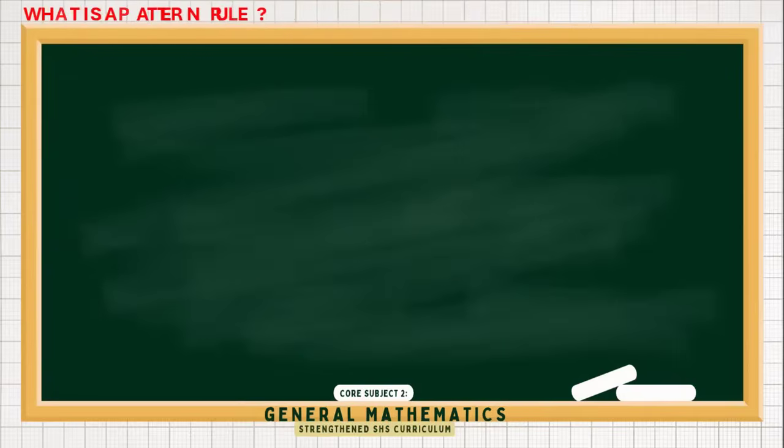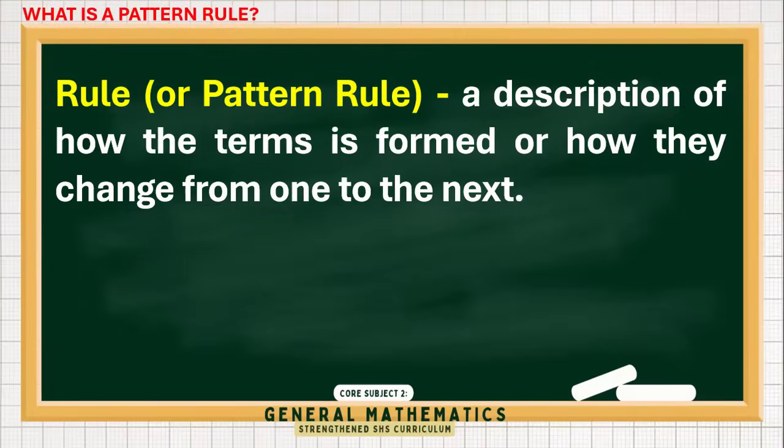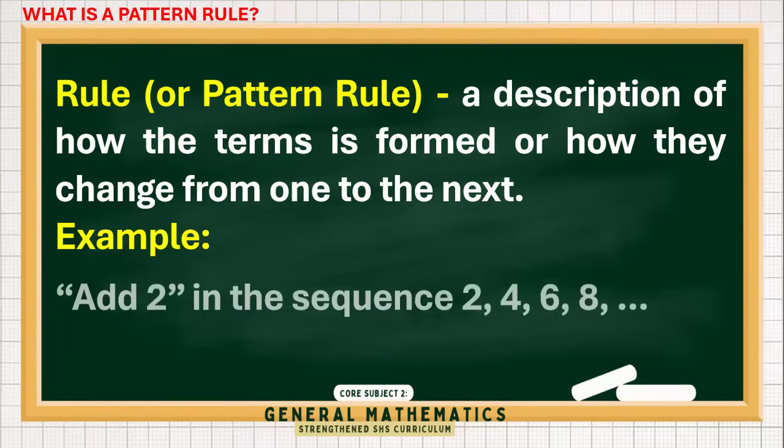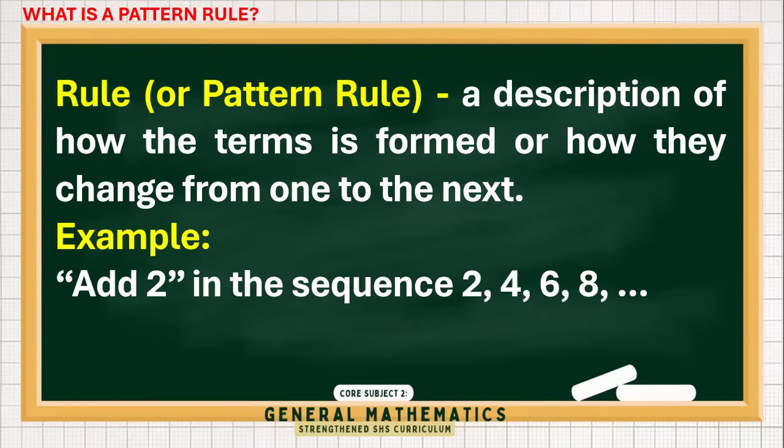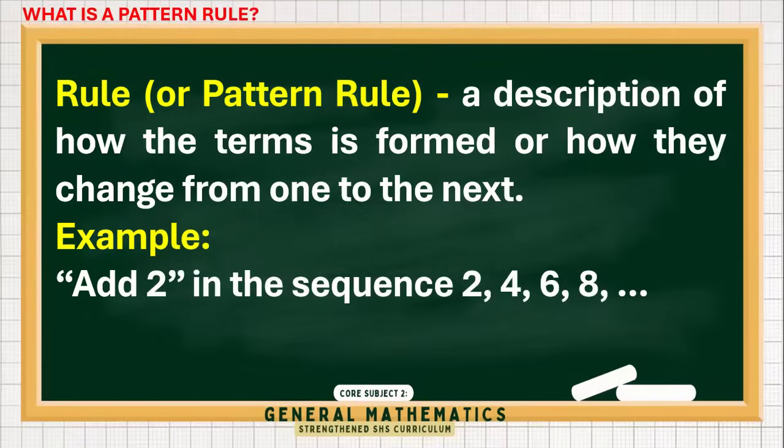Now, what is a pattern rule, or what we refer to as the rule? The rule is the instruction that tells us how the sequence progresses. It is a description of how terms are formed or how they change from one to the next. Example, in the sequence 2, 4, 6, and 8, we simply add 2 to get the next term. That's the rule in the given sequence or pattern.